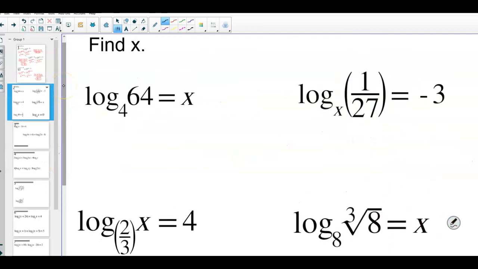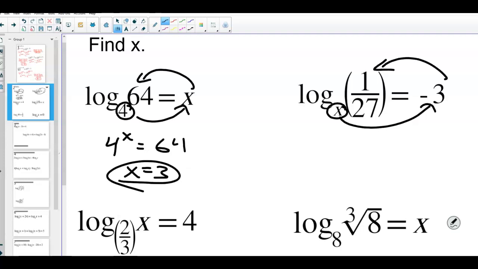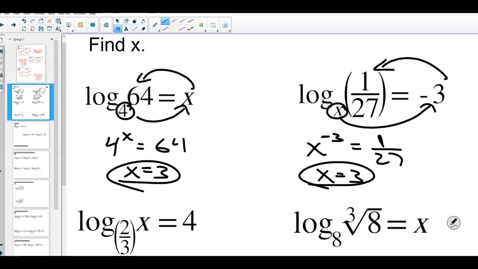Alright, so finding x here. This really comes down to number sense. The 4 raised to the x equals 64. So a lot of people, I think, a lot of times like to convert it to exponential form. My x equals 3. My base raised to my exponent equals the number here. X to the negative 3 equals 1 over 27. 3 to the negative 3 equals 1 over 27.